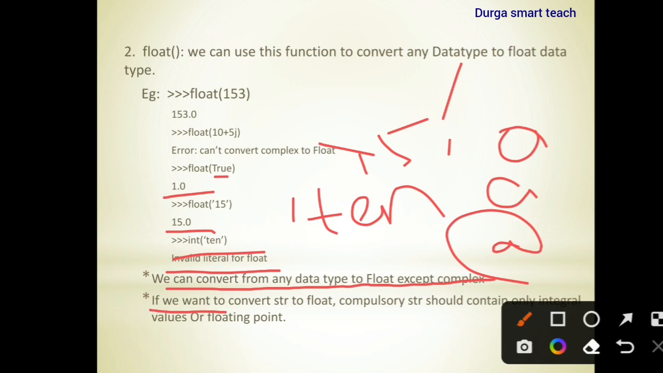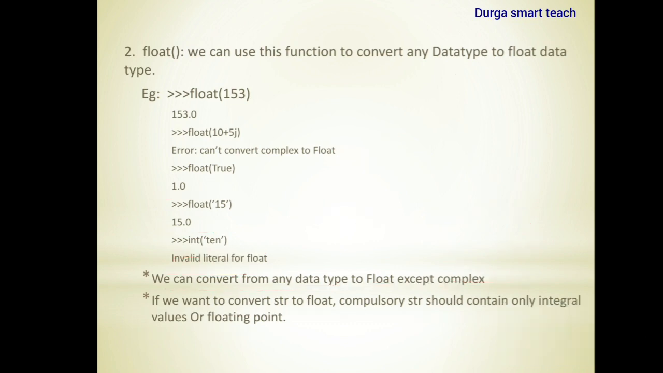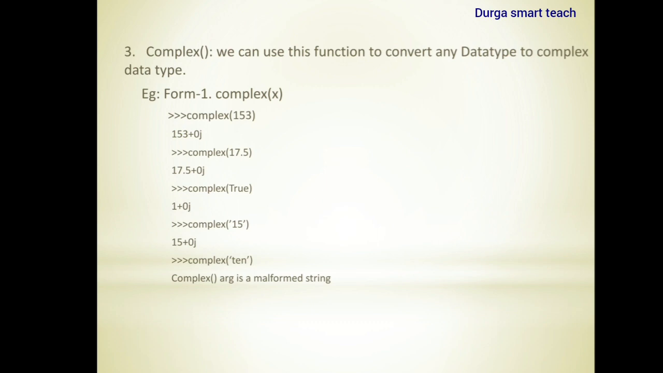Next, if you want to convert a string to float, compulsorily the string should contain integral values or floating point values. It should not contain alphabets. It is not possible to convert alphabets to float.